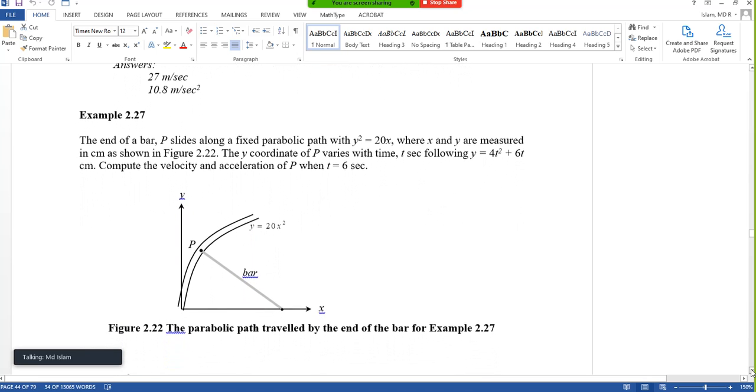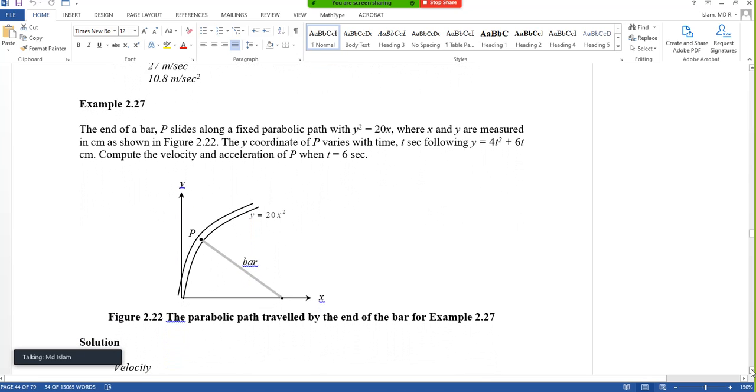Yeah, this example. So what is this example? Yeah, this example is a little lengthy and a little advanced. So should I do it?